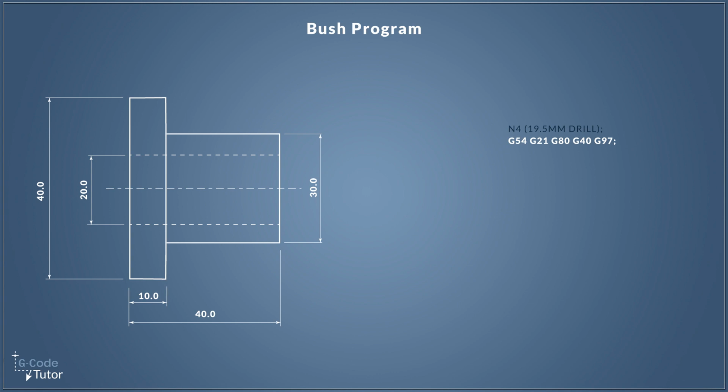So our G54 sets our working datum, which we've set at the front of this part. G21 puts the machine into the metric measuring system. G80 is quite relevant on this one because we are going to be using a drilling cycle. So G80 removes any active cycles in the machine. G40 removes any cutter compensation and G97 sets our spindle speeds to revs per minute mode.